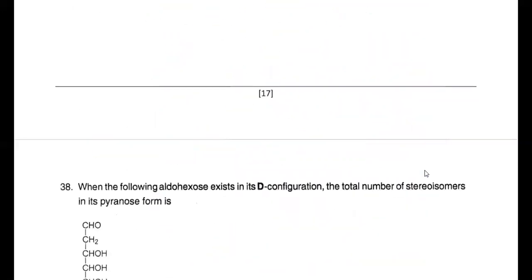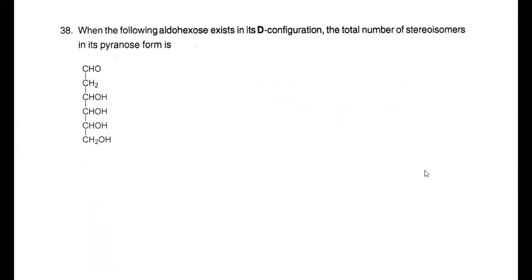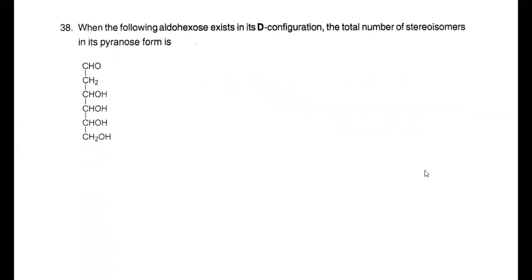Next question is given: which of the following aldohexose exists in its D configuration? The total number of stereoisomers of this pyranose form. So we know in pyranose form, we have to convert the structure into a 6-member ring. So just mark the carbon first. So it's 1, 2, 3, 4, 5, 6. So as we want a 6-member ring, it simply means that this oxygen lone pair of electron must attack on this carbon.